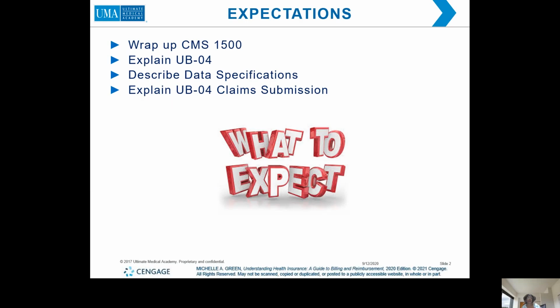So what are we going to do? We're going to wrap up talking about the CMS 1500 claim. Then we're going to explain the UB04. We're going to talk about data specifications, and then we're going to talk about the claim submission of our UB04. Now, the UB04 is not as, I don't want to say difficult, but it's not something that we're going to see a lot unless we're going to be in an inpatient setting.